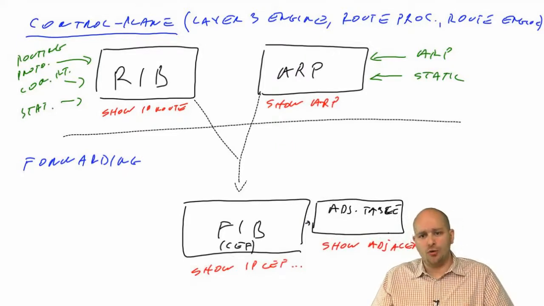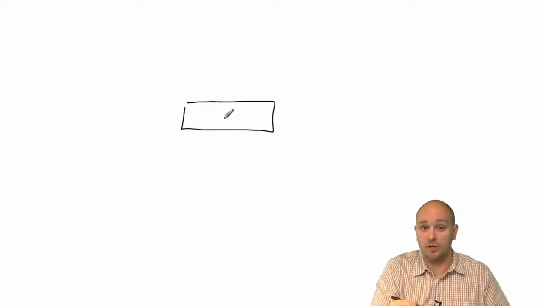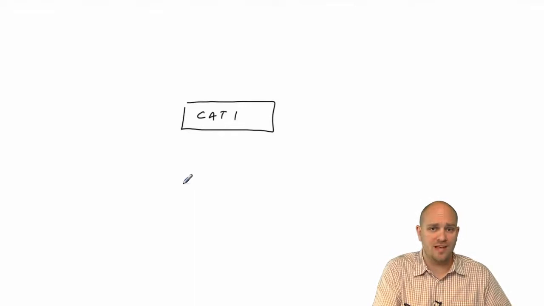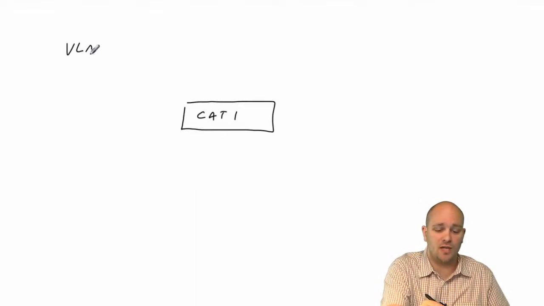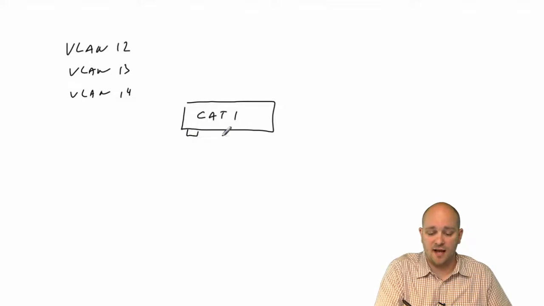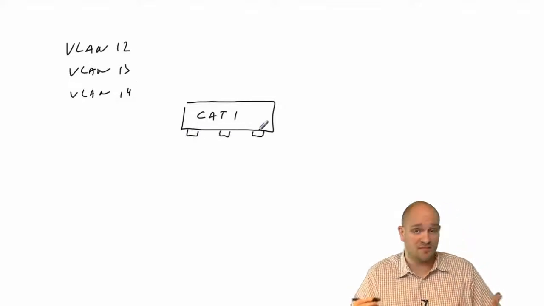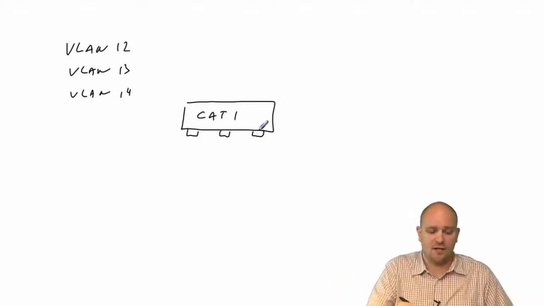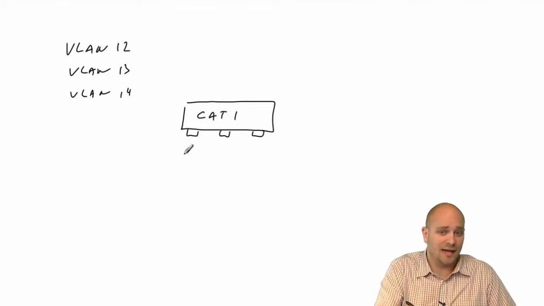And let me now show you some of this information in action. And as usual, I'm going to make these things very, very simple. I'm going to build a relatively simple network consisting of a single switch, and this is going to be my Cat1 switch. And on this switch, I'm going to create three SVI interfaces: interface VLAN 12, VLAN 13, and VLAN 14. And as you might remember, SVI interfaces are those logical interfaces that don't actually relate to any physical interfaces directly.